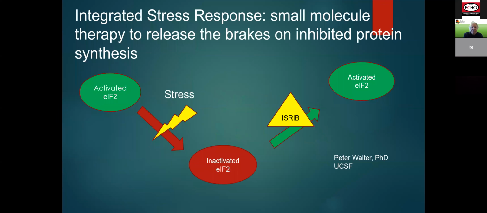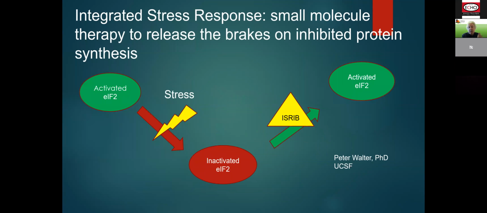Next slide, please. So just some new information. I slipped this slide in here just because it's part of the stress response. It's actually from an investigator from University of California, San Francisco. But he discovered the brakes are on.